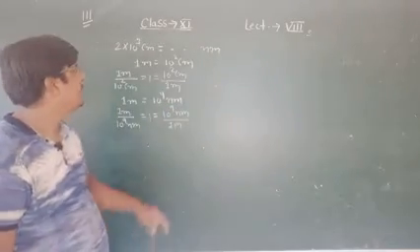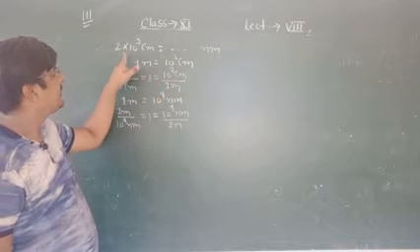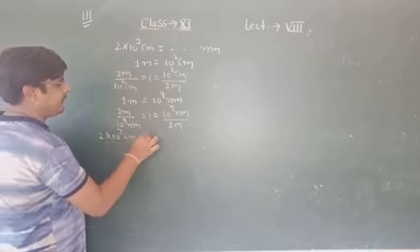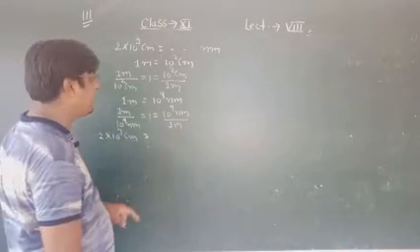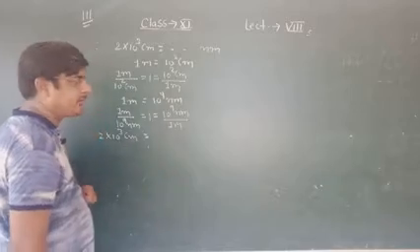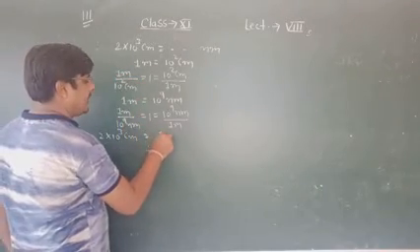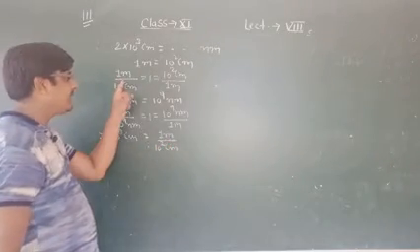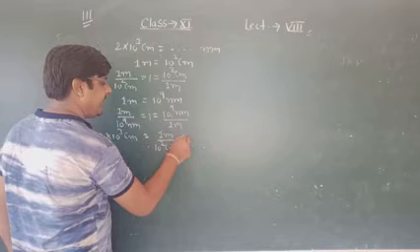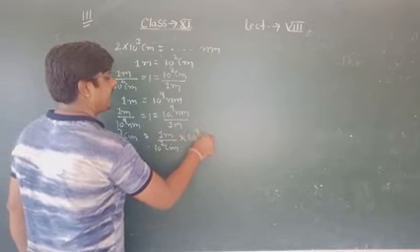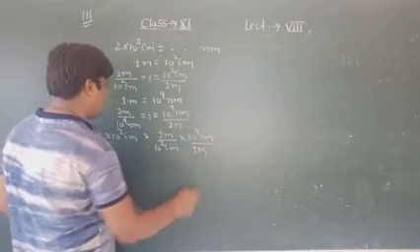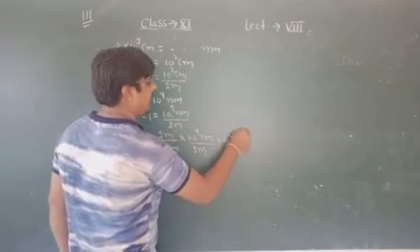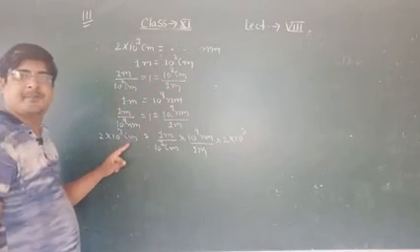Okay, now first 2 into 10 to the power 3 centimeter will be equal to, first convert it into the meter. So take this 1 meter upon 10 to the power 2 centimeter. Then convert meter into nanometer. So multiply it by 10 to the power 9 nanometer upon 1 meter. And how many centimeters are present here? 2 into 10 to the power 3 centimeter.